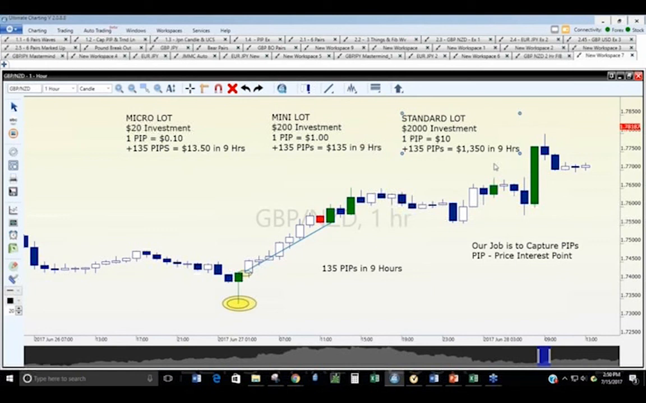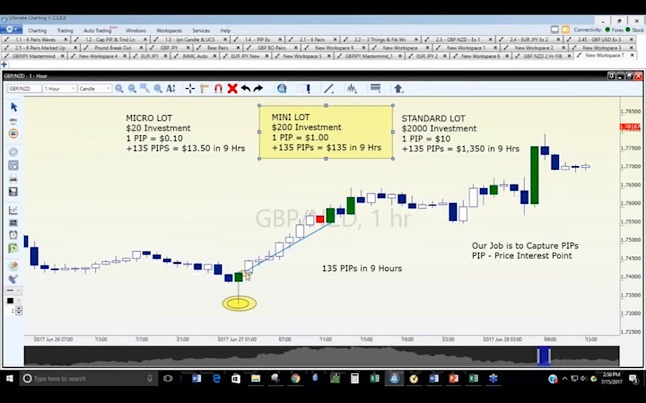Now, the way this works is as follows. Let's just talk about a mini lot for just a minute. Let's say you do this mini lot trade. When I talk about a $200 investment, what they do is they put it on hold. So say you trade a mini lot, they'll take $200 and hold on to it, kind of as collateral. So it's not spent, they just hold on to the $200 investment.